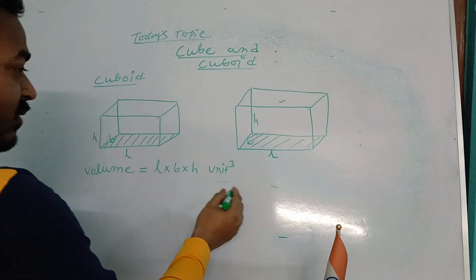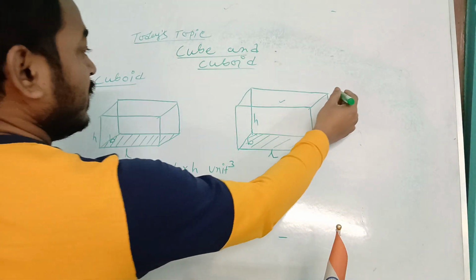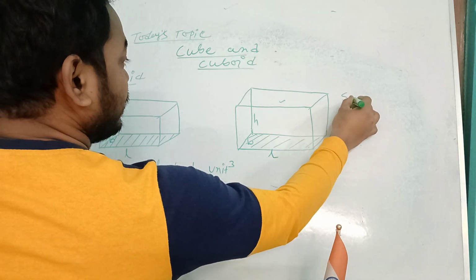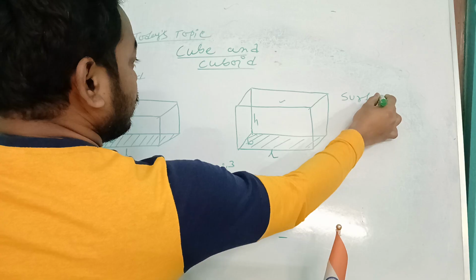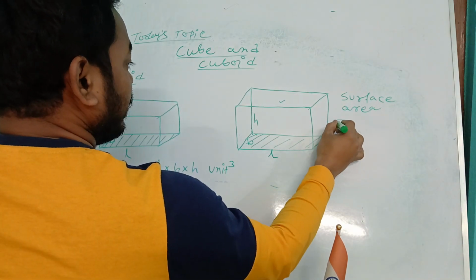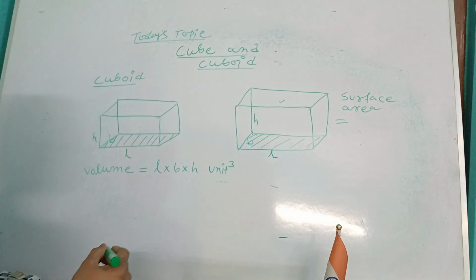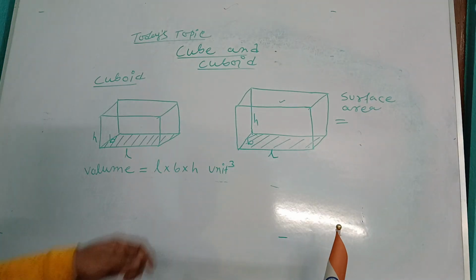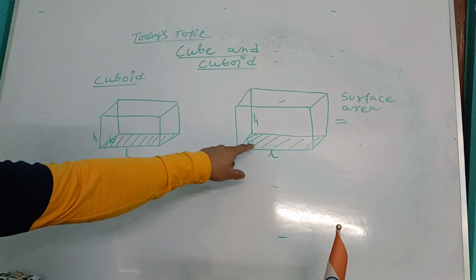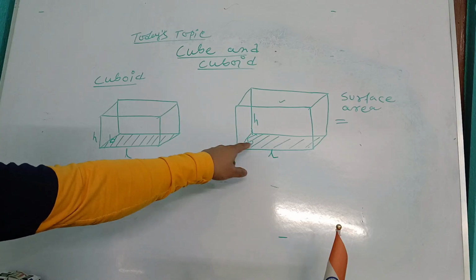So now the next point is surface area. The surface area we are getting is first B into L.